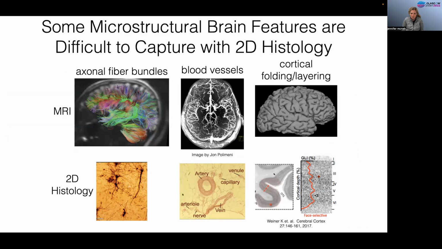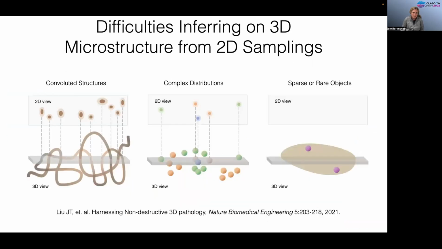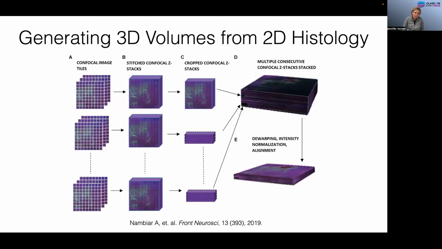For example, axonal fiber bundles and blood vessels project in 3D, and the curved nature of the cortex can make it difficult to obtain slices of tissue that accurately reflect the distinctive layering patterns. This recent review paper highlighted some of the difficulties associated with inferring on 3D microstructure from 2D samplings, showing convoluted structures, complex distributions of tissue components, and the possibility of failing to capture tissue components that are sparsely distributed.